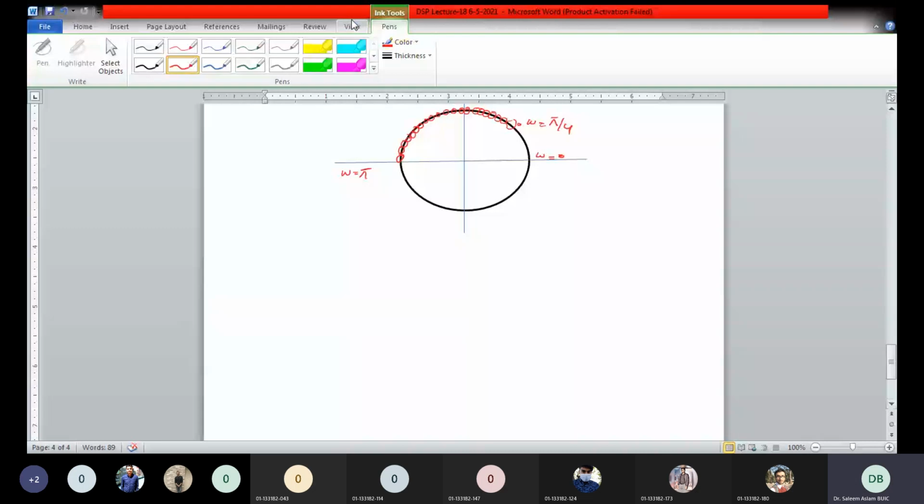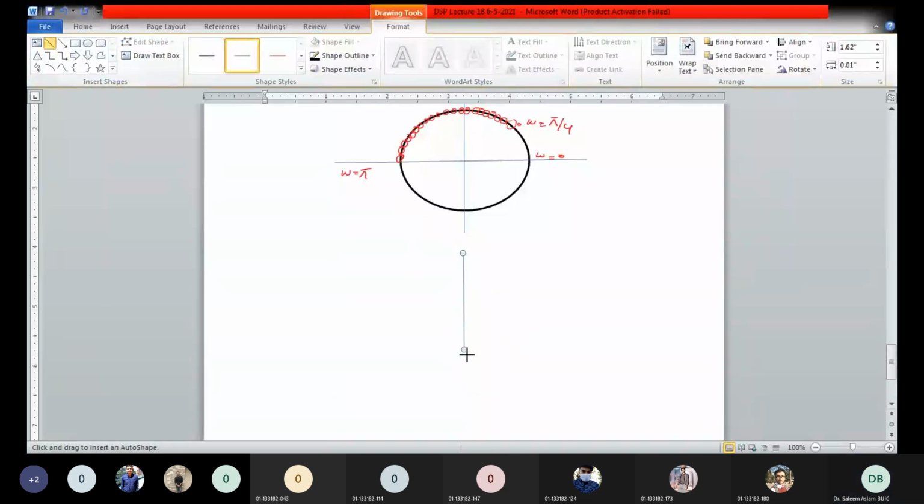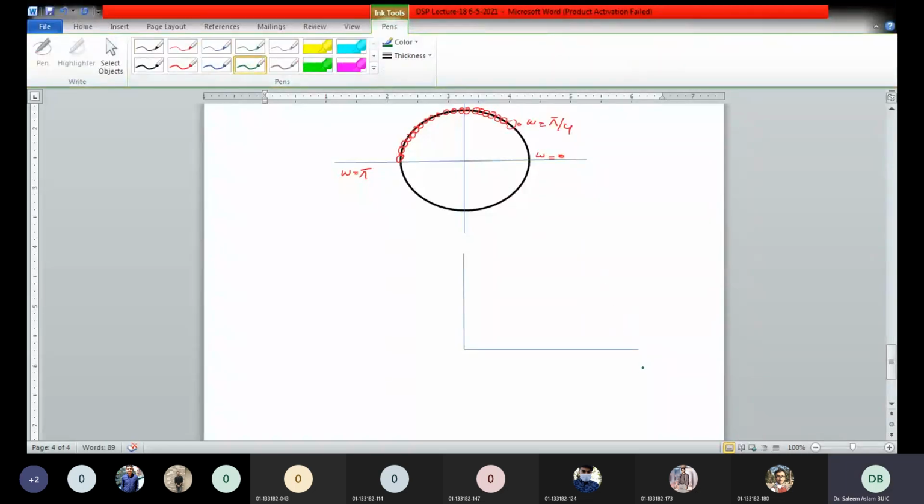Yes, sir. Okay. Let me roughly draw its magnitude response. Roughly, its magnitude response would be like this. Let me consider this is omega is equal to pi, and this is omega is equal to 0. Let's consider this is pi by 4. Till pi by 4 you have the frequency response, and beyond pi by 4 you will have a response like this. So this is your low pass filter.